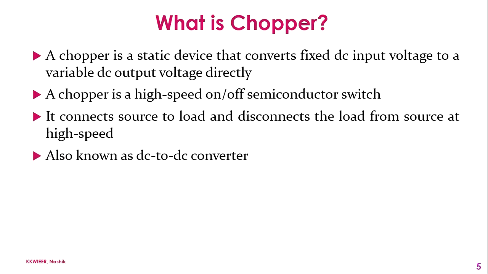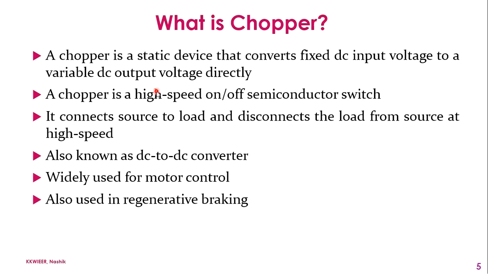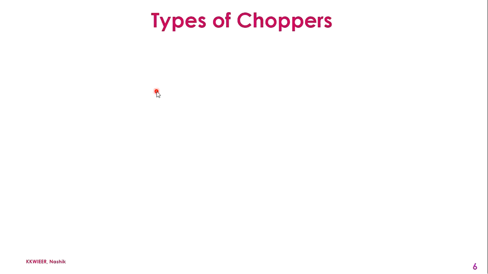At the input side there is DC and at the output side also there is DC. That's why it is a DC to DC converter. Only the difference is that at the input side it is a fixed DC and at the output it will create the variable DC. It is widely used for motor control and also used in regenerative braking applications.